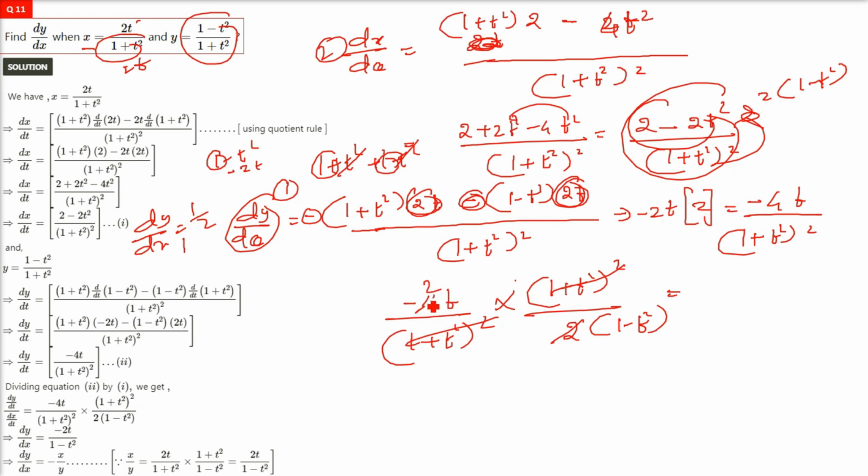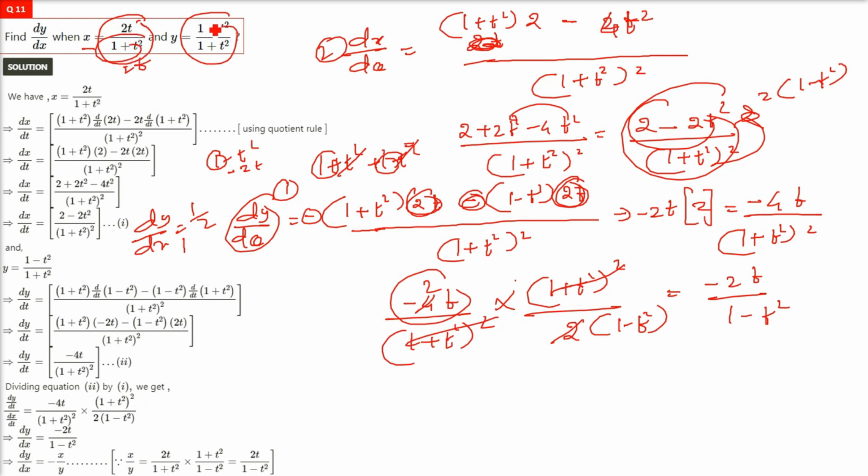This is minus 2t in the numerator and 1 minus t square in the denominator. Now you can just keep it like that. But we cannot have the answer in terms of t. We cannot have that. You always have to have it in terms of x and y.